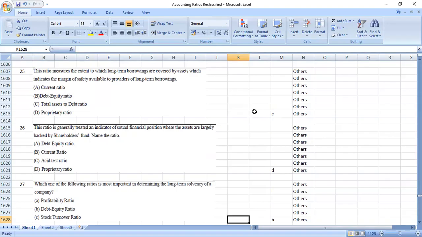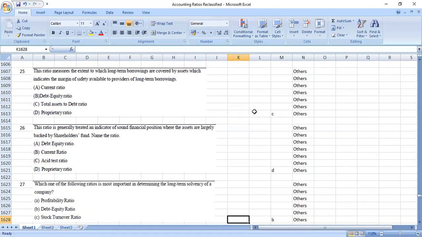The ratio is generally treated as an indicator of a sound financial position where the assets are largely backed by shareholders' funds. Shareholders' funds are higher and debt is lower. Assets are largely backed by shareholders' funds. The assets have been built with the money the shareholders brought, and less with debt. Which ratio says this?